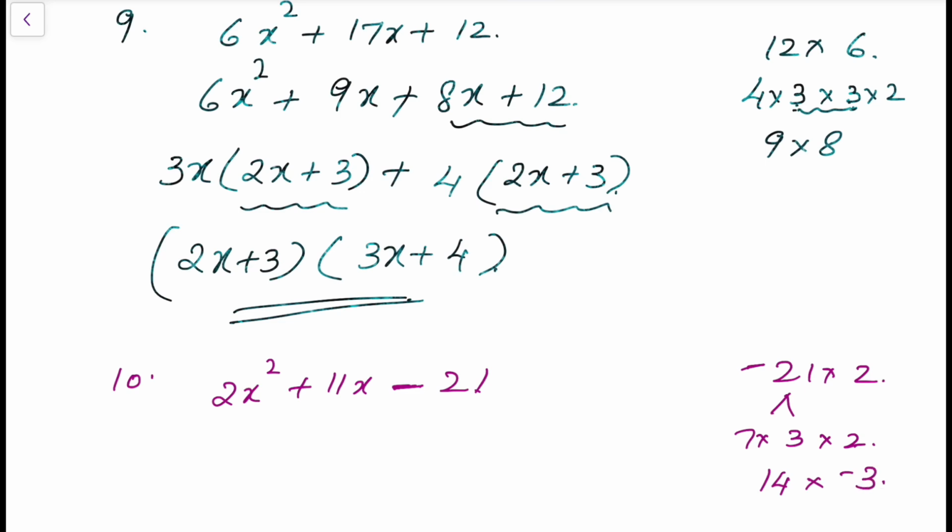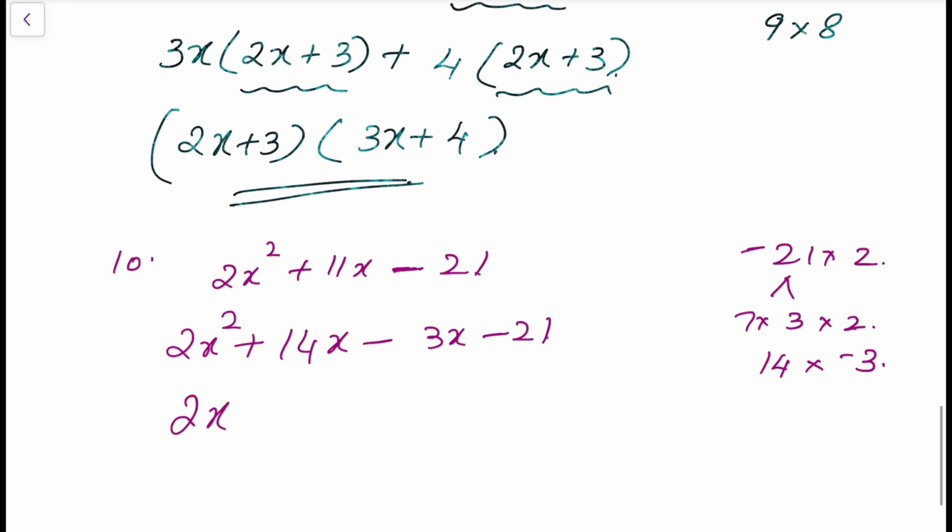So, 14x plus minus 3x you will get 11x. So, 2x squared plus 14x minus 3x minus 21. So, 2x common, x plus 7, then you take minus out because you have minus 3x and minus 21. So, minus 3 will come out. So, you are left with x. Now, this will become plus because this is minus 21. So, minus has been already taken. So, this will become x plus 7.